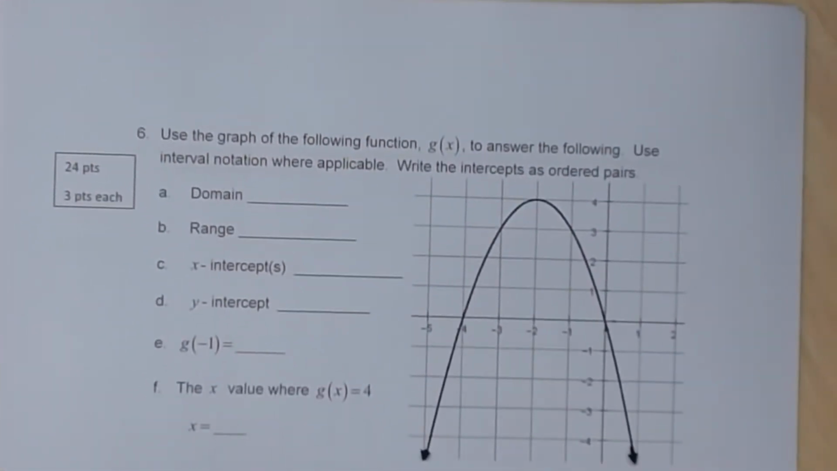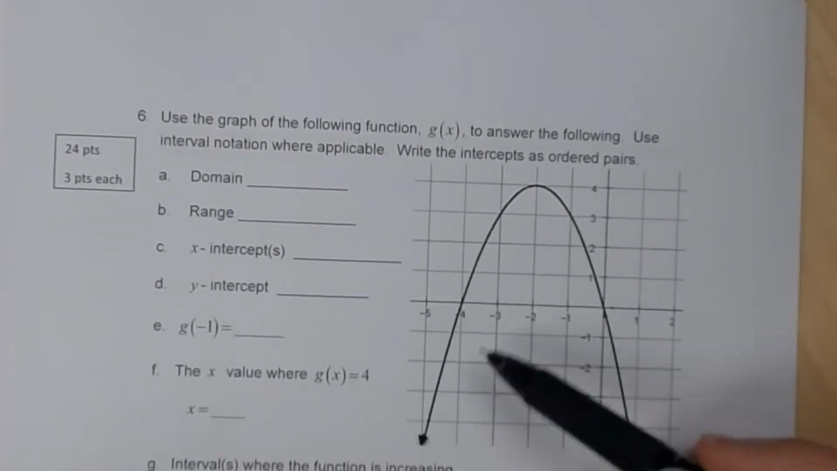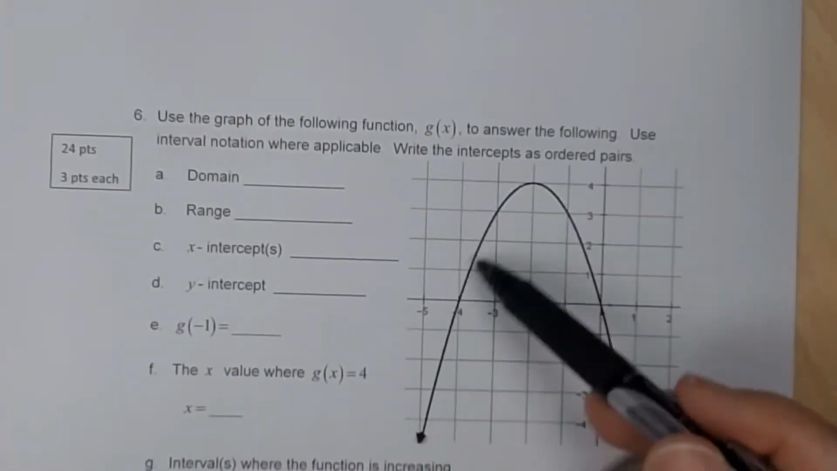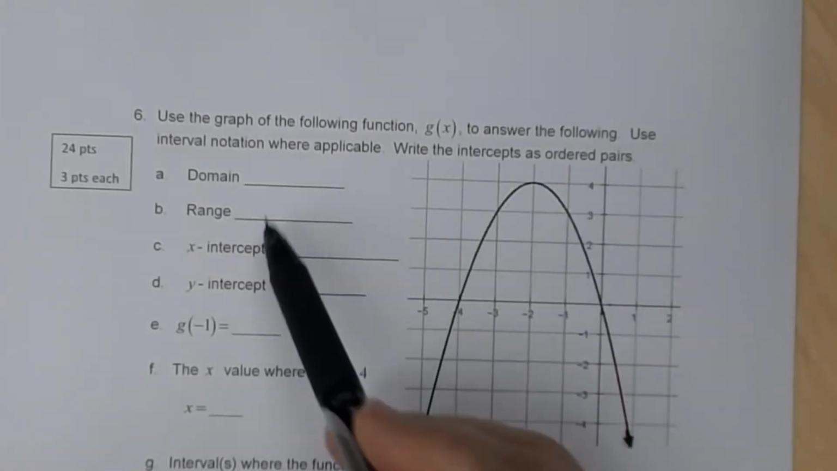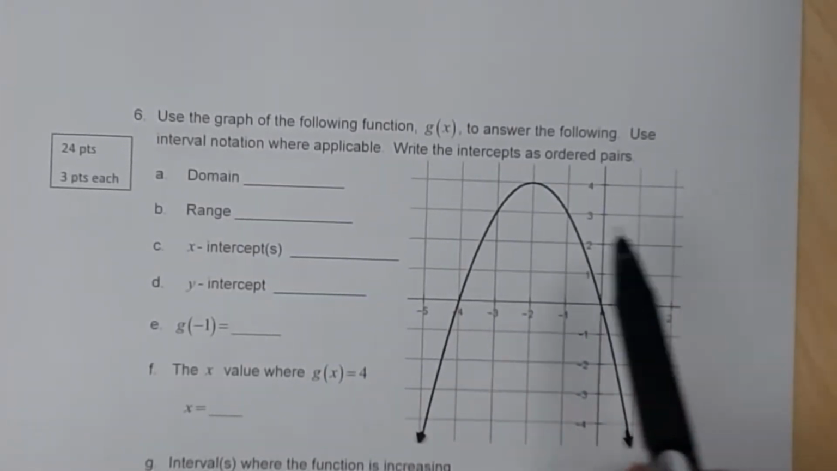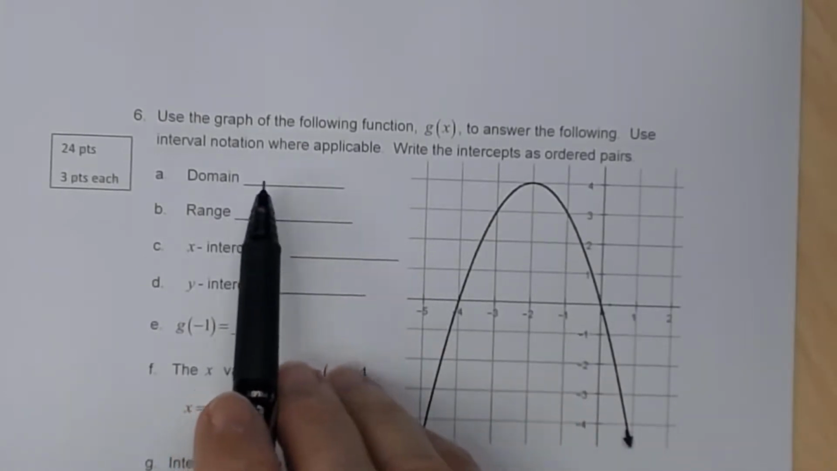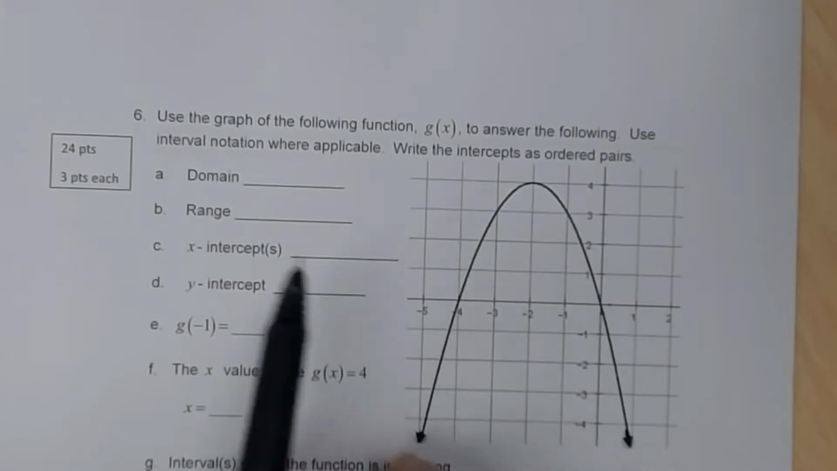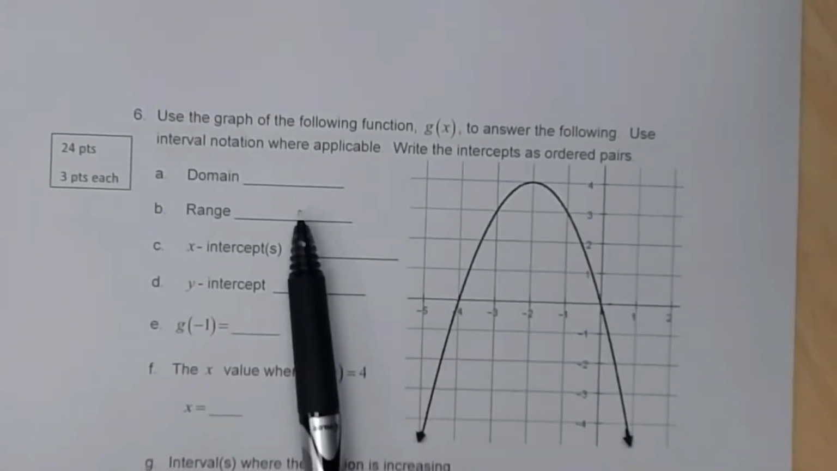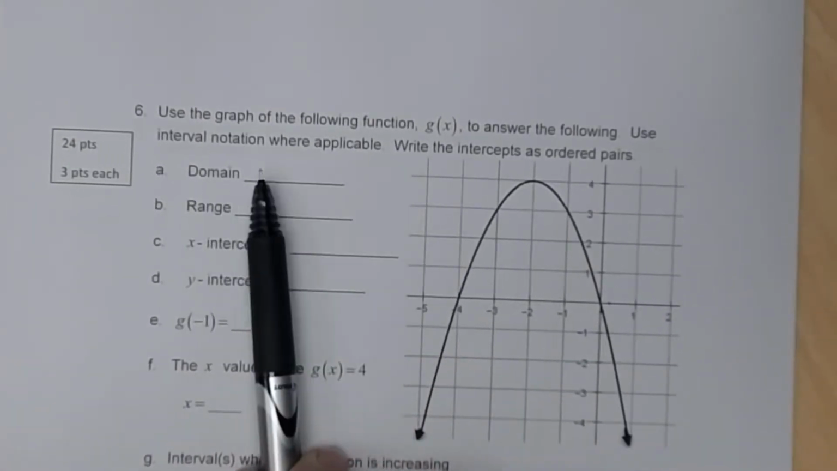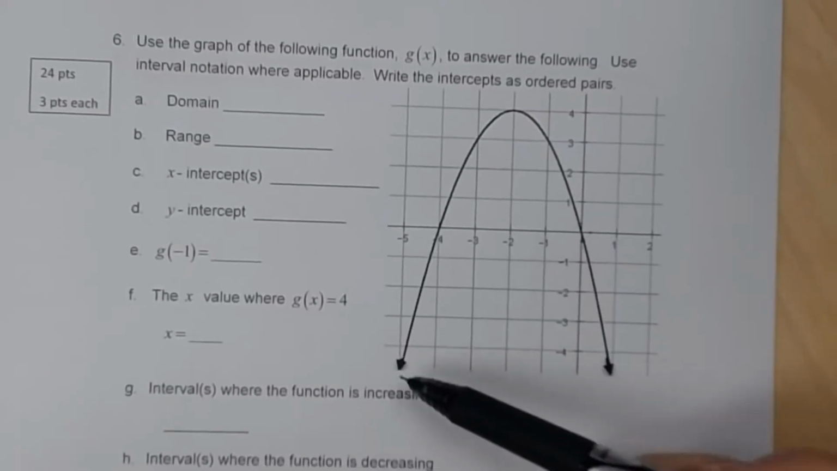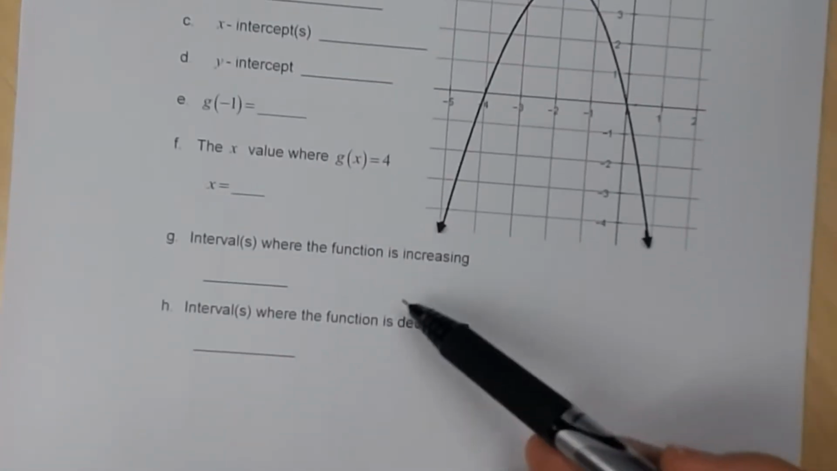Okay, number 6. So you're given this function right here, and it's called g of x. So we're going to name it g of x. And you want to answer the following questions. Okay, so remember the domain is your set of x coordinates, and your range is the set of y coordinates. So when you're finding the domain, you go along the x-axis from left to right. And notice that this function has arrows pointing down, so it means that it's continually going like this.